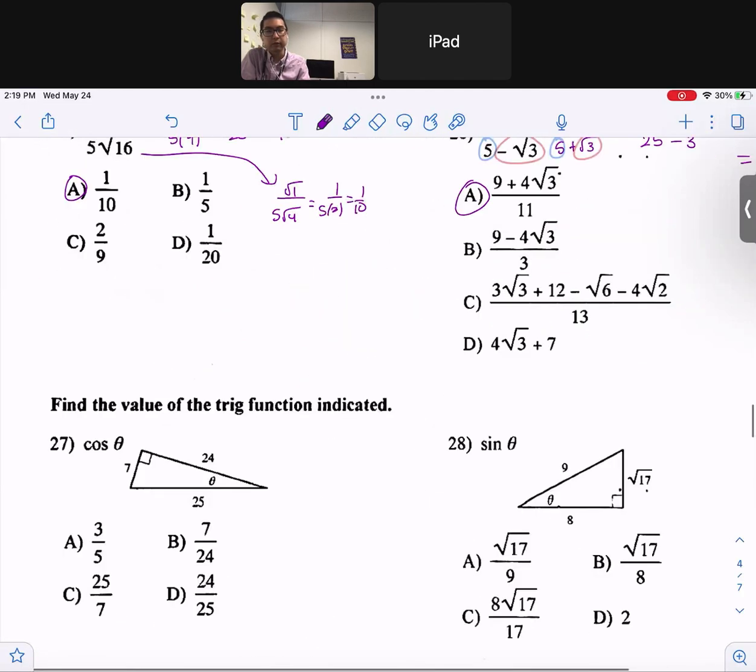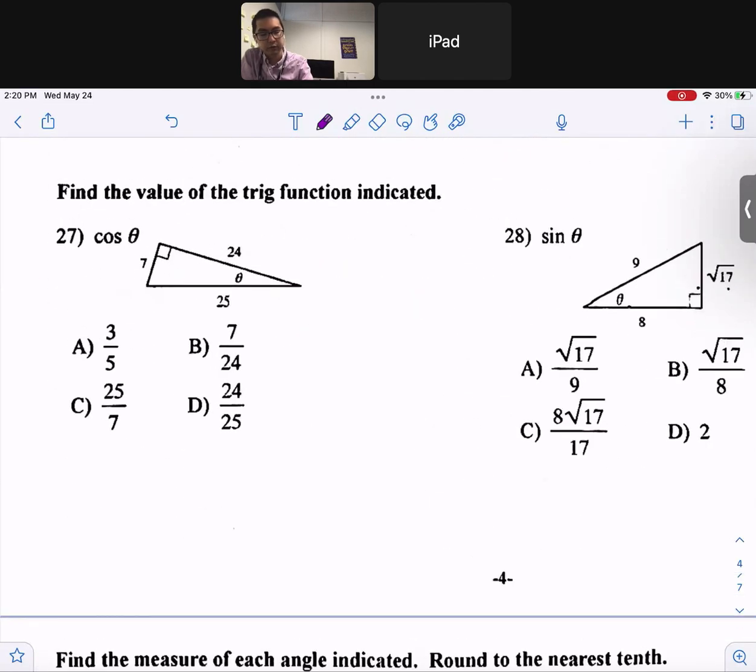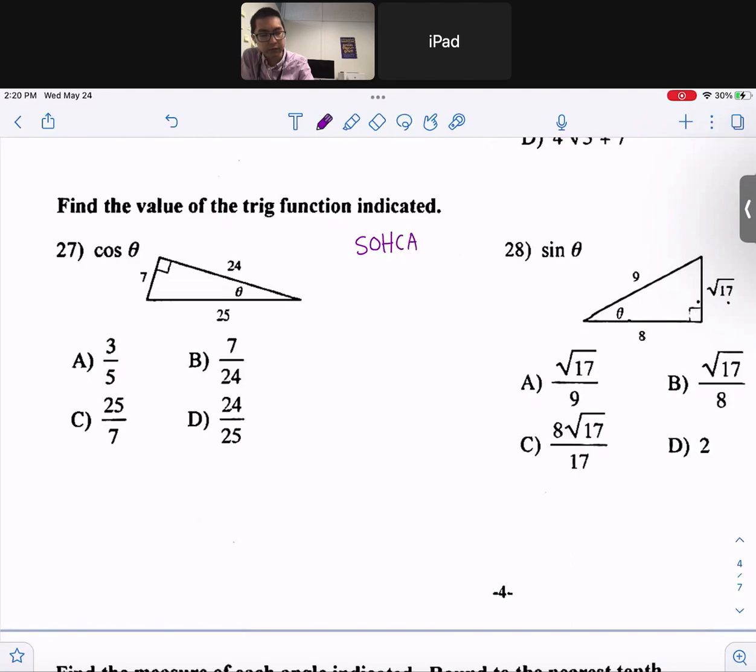So that's your radicals. Now we're moving on to trig. So don't forget, SOHCAHTOA, right? Sine equals opposite over hypotenuse, cosine equals adjacent over hypotenuse, and tangent equals opposite over adjacent. So this one's just asking what's cosine. Well, in this perspective, this is opposite, this is hypotenuse, and this is adjacent. So cosine is A over H, so 24 over 25.